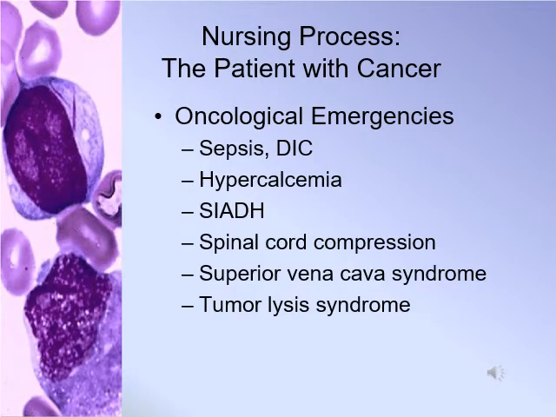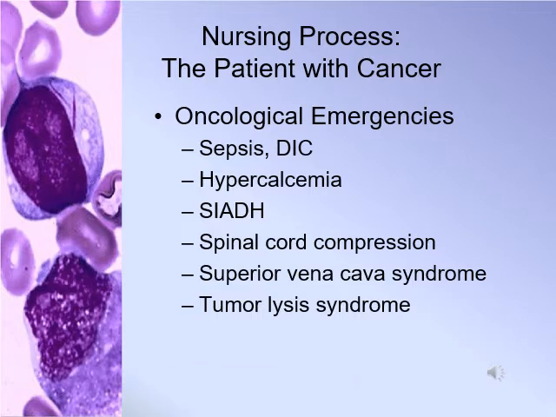Some of the oncological emergencies are listed. Sepsis can definitely be a problem. Again, it's one of the leading causes of death for our cancer patients. DIC is disseminated intravascular coagulation, and this is the body using up all of its clotting factors, and there is inability to coagulate properly. So that could be a possibility as well.